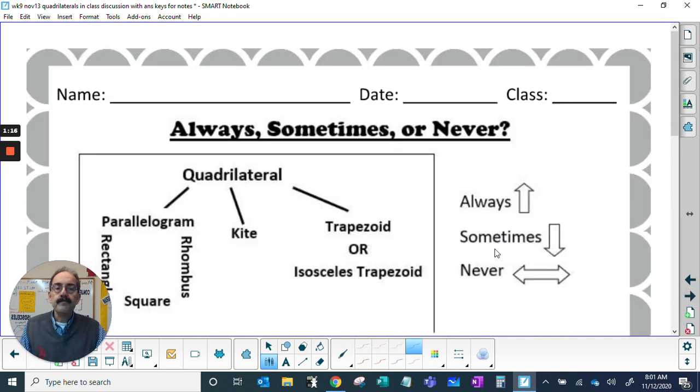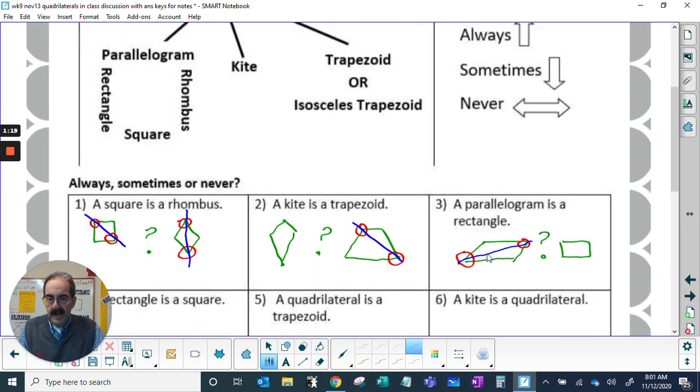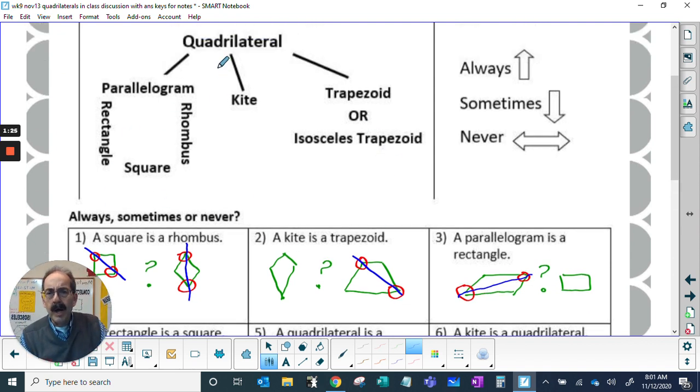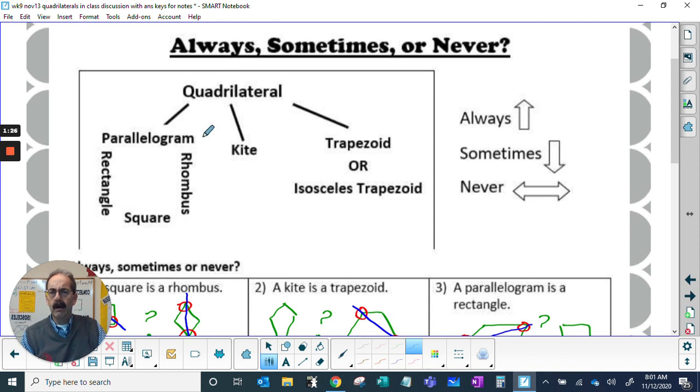Now, the key to success today and as we move forward in the school year: what makes what a what? Four-sided objects. Parallelogram. A rectangle is a parallelogram. A rhombus is a parallelogram. A square can be a rectangle. A square can be a rhombus, but not the other way.